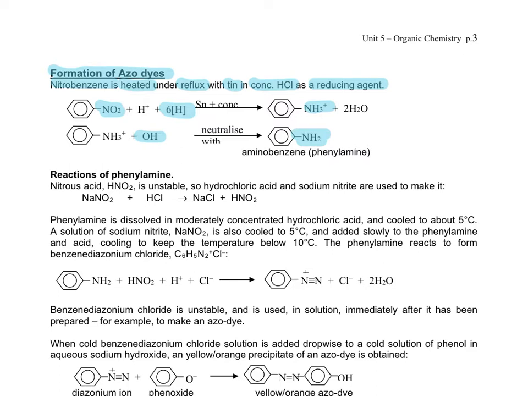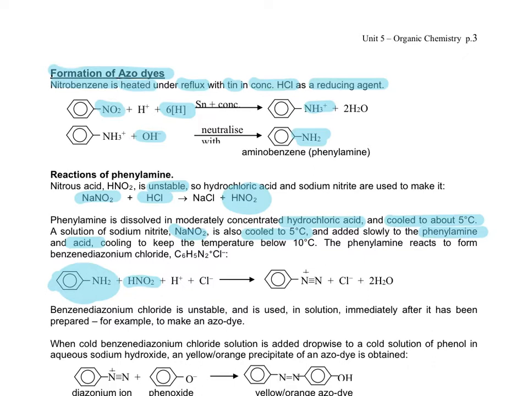This aminobenzene then goes on to do a further reaction with HNO2. You need to know how the HNO2 is made. It's actually unstable, so it needs to be made from our hydrochloric acid and sodium nitrite. Then you need to make sure that your phenylamine, so this one here, is dissolved in moderately concentrated hydrochloric acid, and it does need to be cooled to about 5 degrees Celsius. That's an important condition for this reaction. Your sodium nitrite is also cooled to 5 degrees Celsius and added slowly to the phenylamine and the acid in order for this reaction to happen and the HNO2 to be produced.